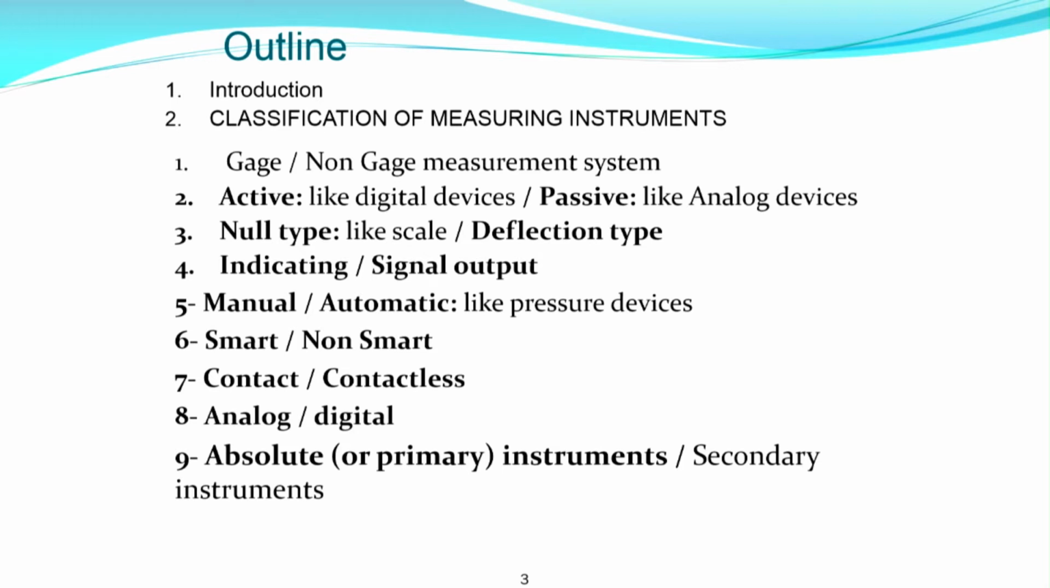Outline of this classification. First, gauge and non-gauge measurement systems. Active and passive devices, like analog devices. Null type, like scale, and deflection type, which is the opposite of null type. Indicating and signal output. Manual and automatic, like pressure devices. Smart and non-smart devices. Contact and contactless devices, analog and digital devices, and finally absolute or primary devices and secondary instruments.